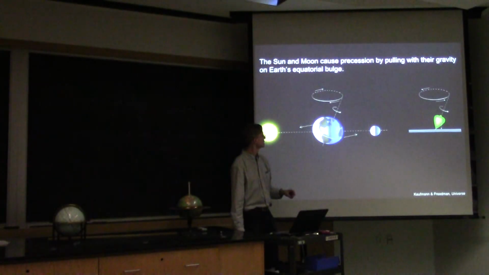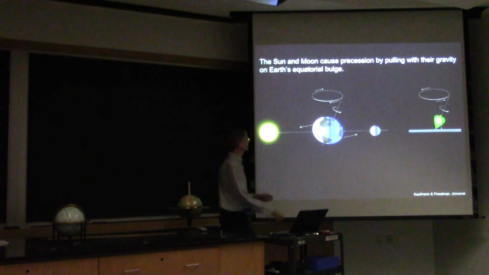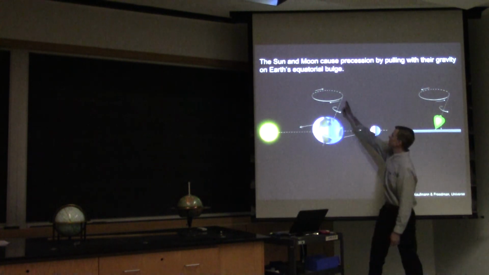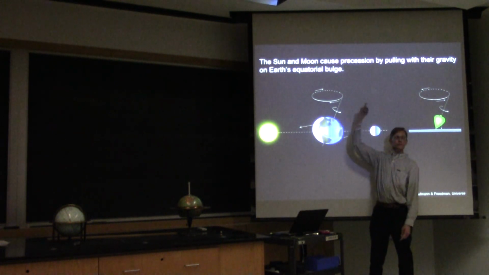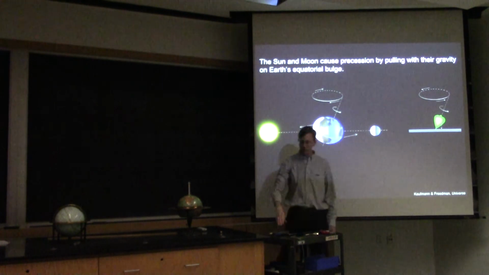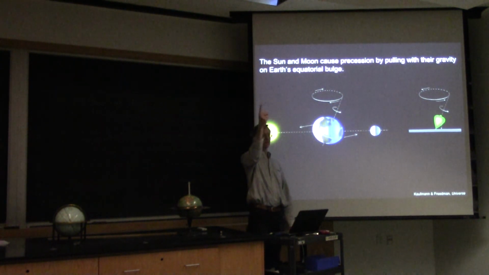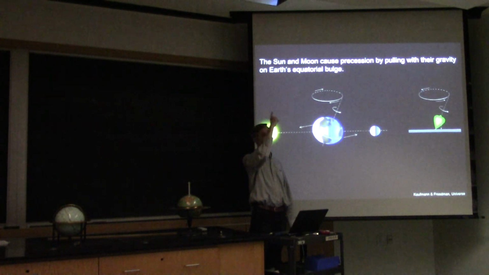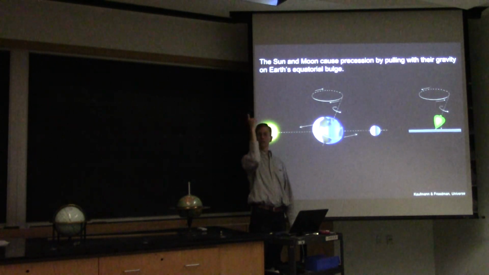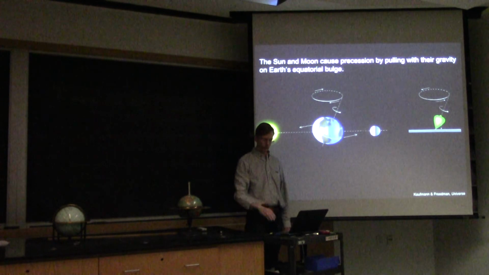So I'm going to keep changing the lighting situation here. Earth's axis of rotation precesses around, but it's a lot slower than that top. It takes about 26,000 years for the direction of Earth's axis of rotation to go once around due to precession.